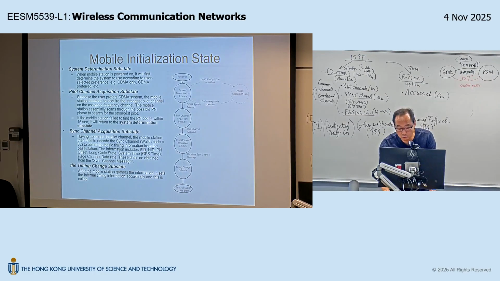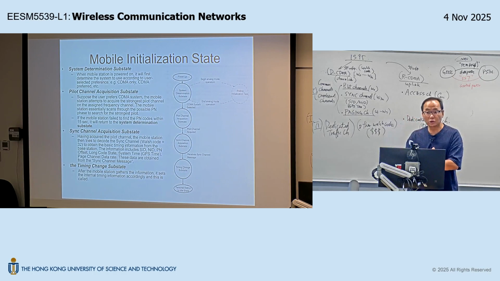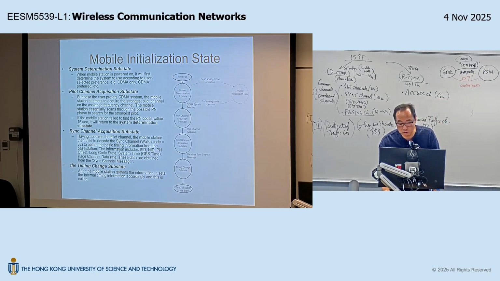So then, therefore, you go through this timing change substate. This timing change is you adjust your local clock so that you have the same t equal to 0 notion as the system t equal to 0. Okay? So after this fourth step, after the timing change substate, your local clock will be synchronized with the network clock. Okay? So then the entire IS-95 network will be in a synchronous mode.